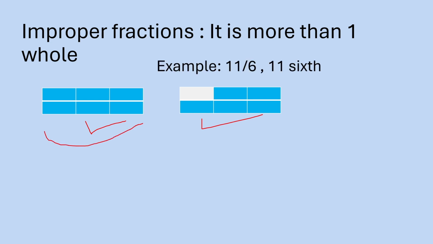So the example is 11 divided by 6. 6 parts make one full rectangle. So 11 parts are colored. So it is 11 divided by 6. We can also say 11/6.